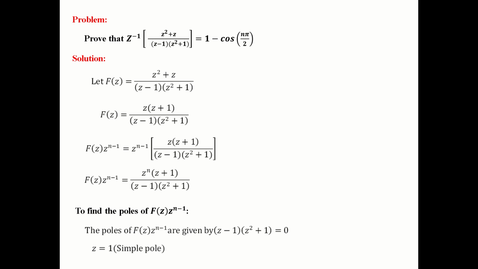Next, z square plus 1 equal to 0. So z square equal to minus 1. So z is equal to plus or minus root of minus 1. So you will get z is equal to plus i, minus i. Power is 1, so simple poles.